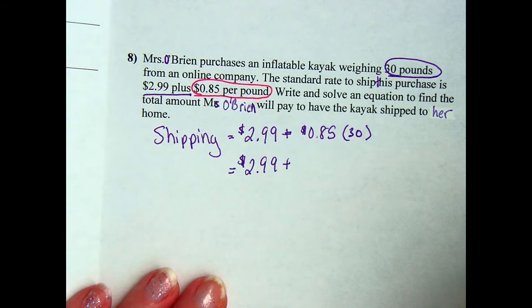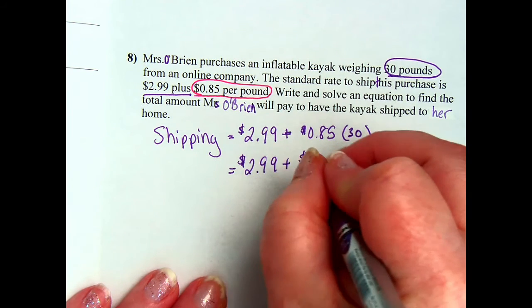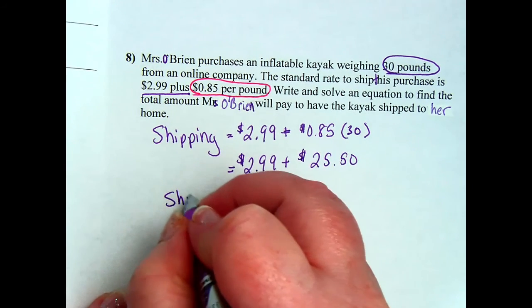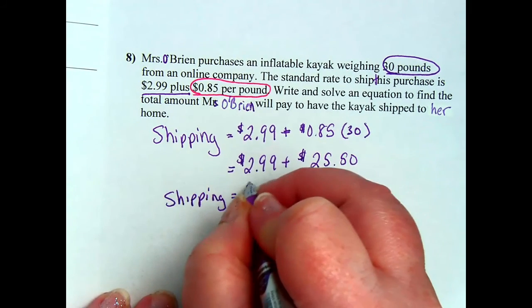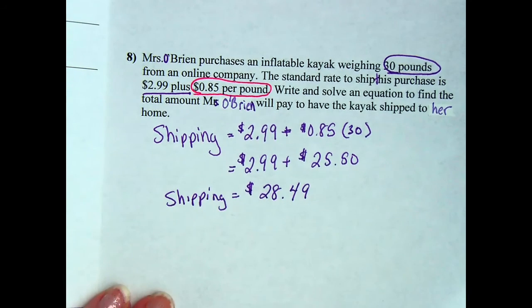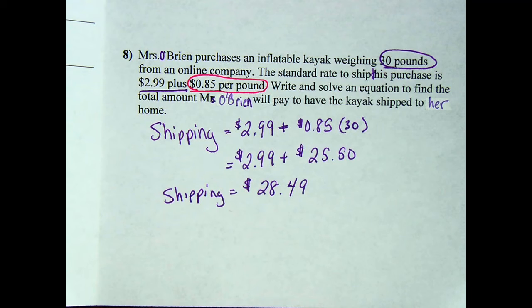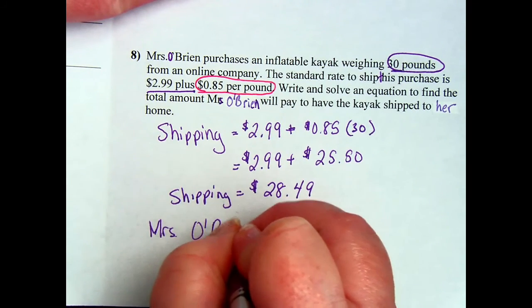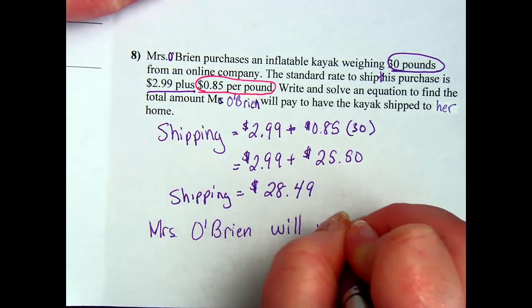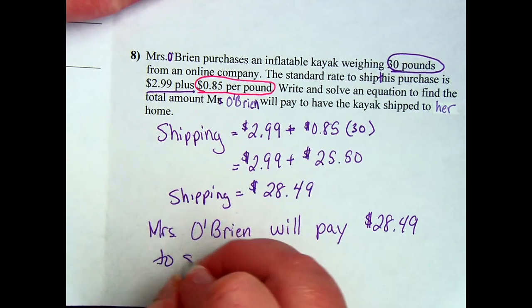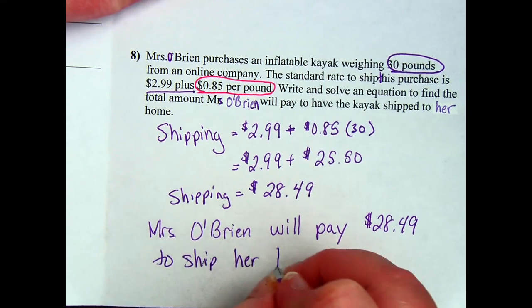85 cents times 30 pounds is $25.50. And when I add my $2.99 for my flat rate of shipping, I get that Mrs. O'Brien will pay $28.49 for shipping. But because this is a word problem, I need to write my answer as a sentence. So I would say that Mrs. O'Brien will pay $28.49 to ship her kayak.